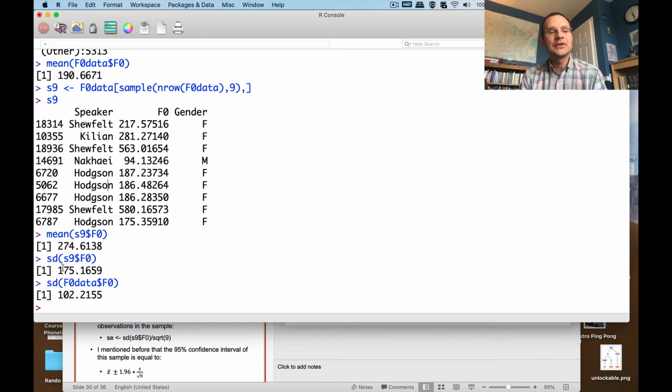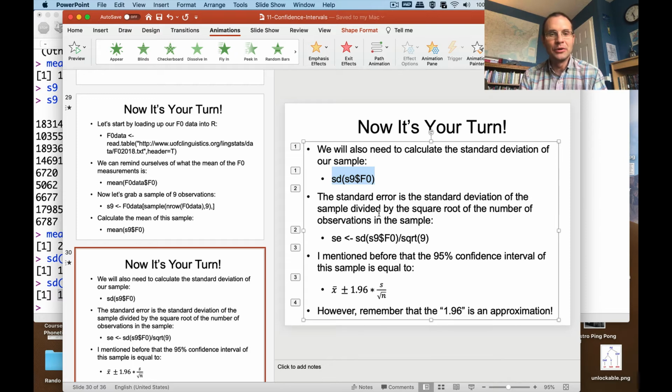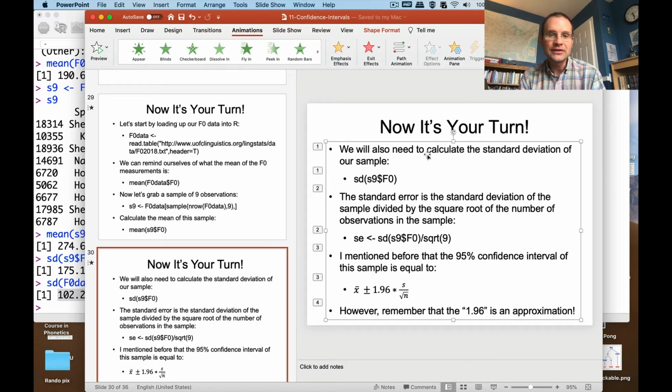And part of that process involves assuming that this number is the same thing as this number, even though there's no way to know that, and there's no way you can prove it. It's just a reasonable guess. Okay, so from there, we try to figure out what the standard error is. The standard error is the standard deviation of the sample divided by the square root of the number of observations in the sample. So I'm going to pump this into a variable called SE for standard error.